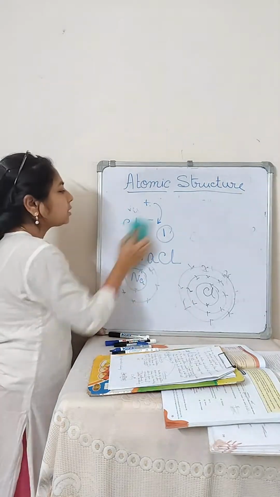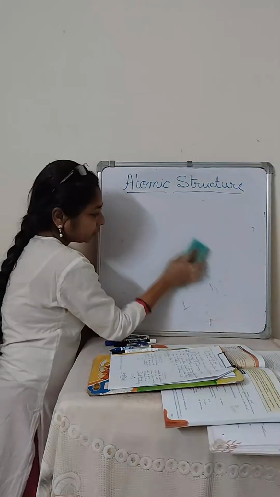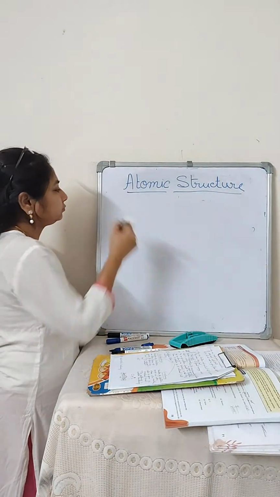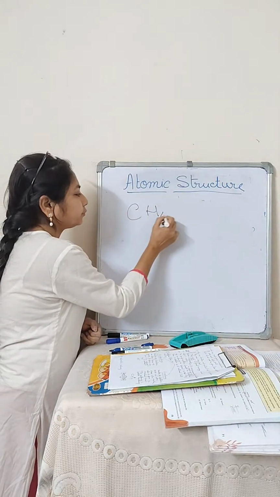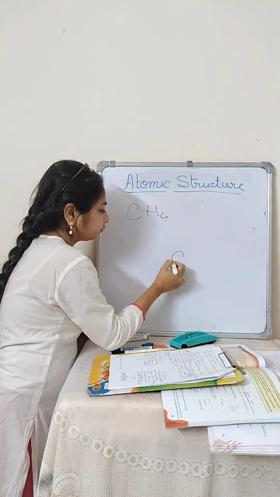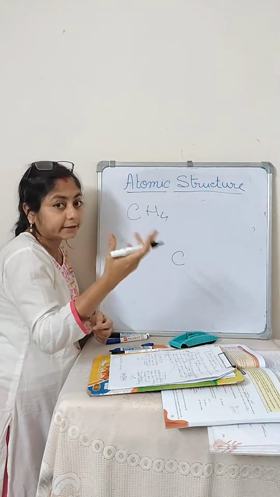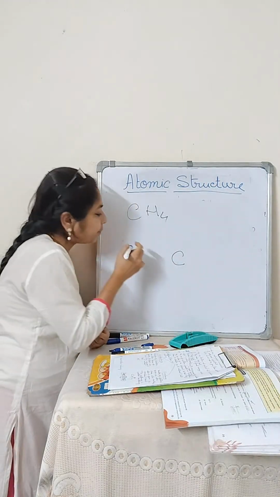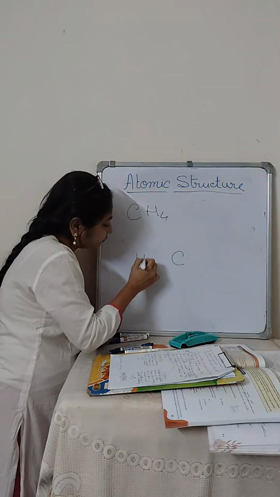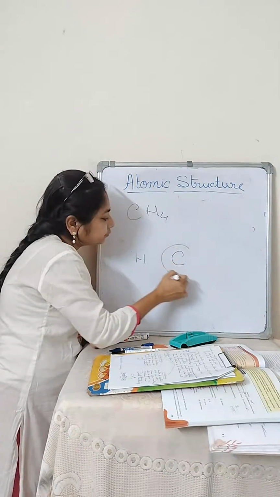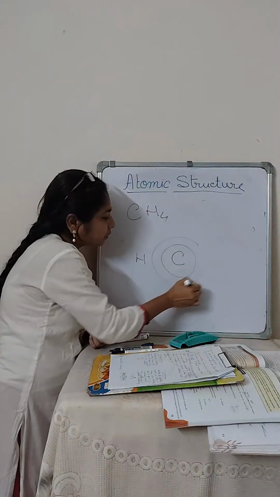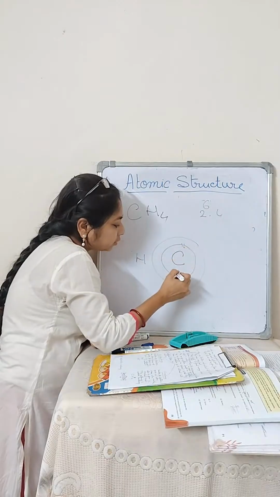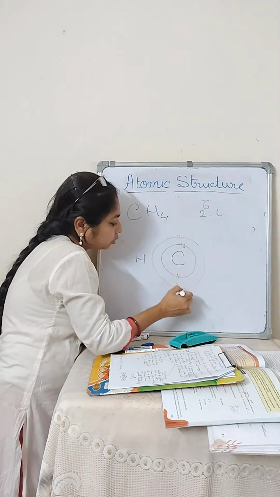Another one is covalent, CH4. Now I will tell how to find out the valency from the formula. Suppose carbon 6, 2 and 4, 1, 2. 1, 2.